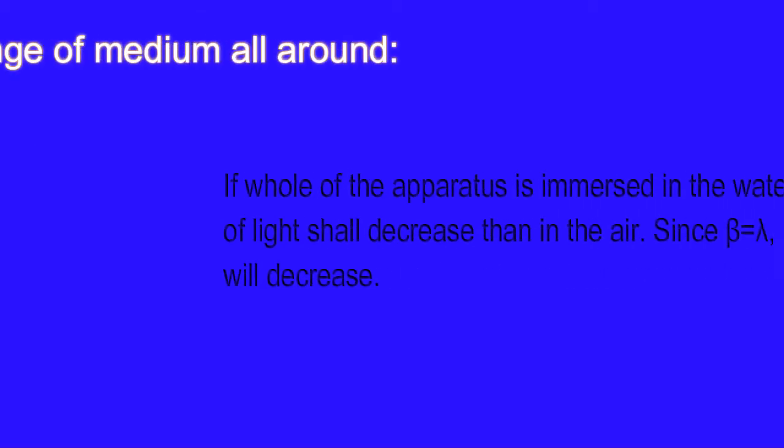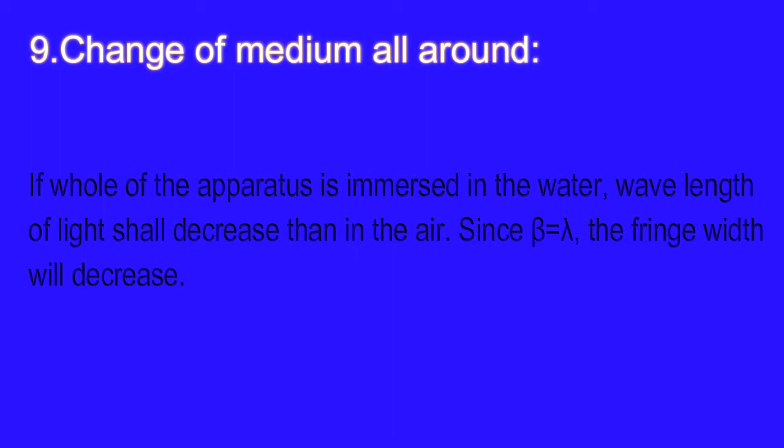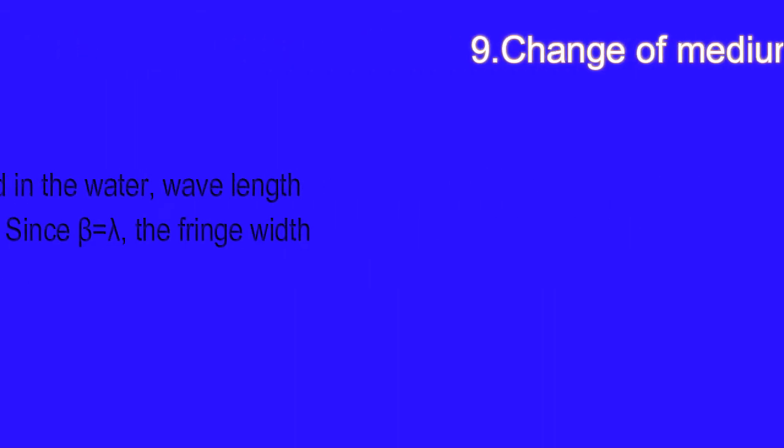Changing the medium all around. If the whole of the apparatus is immersed in water, the wavelength of the light shall decrease compared to that in air. Since beta is equal to lambda D over d, the fringe width will decrease, or in other words, the pattern shall become narrower.